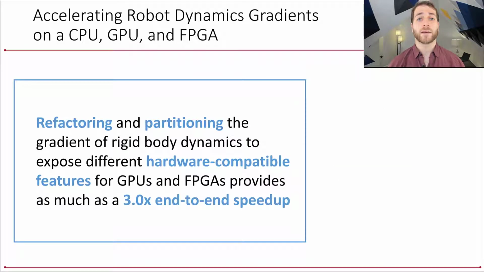In this work, we show that by exposing different hardware-compatible features through refactoring and partitioning of our target algorithm, we can accelerate the gradient of rigid body dynamics on a GPU and FPGA by as much as 3 times end-to-end, including all I/O transfer overhead.